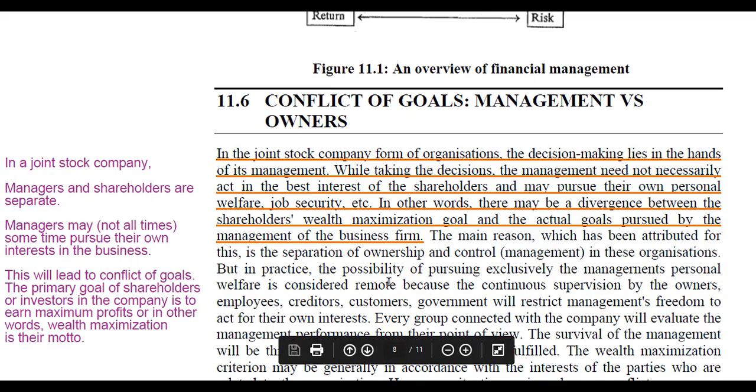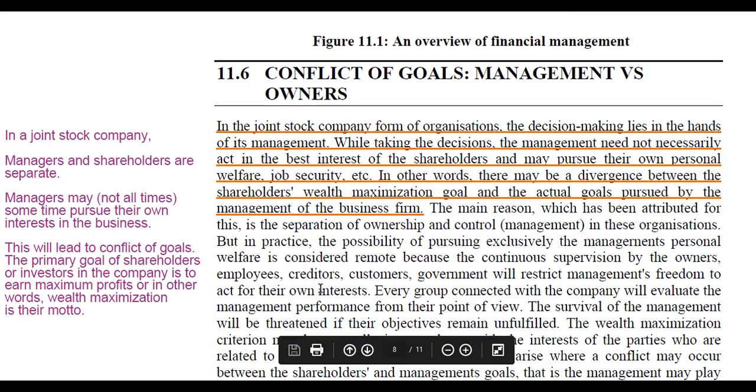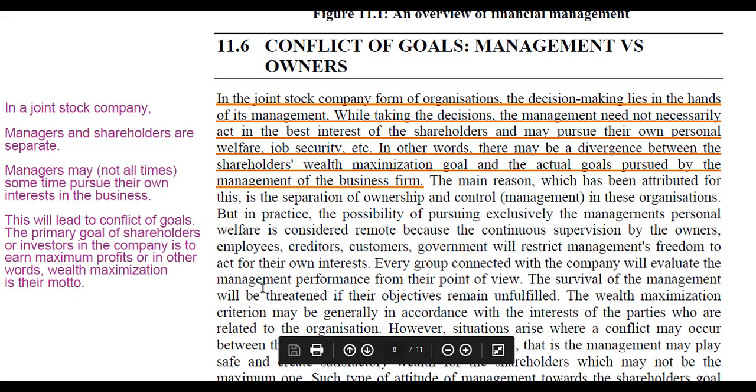Normally, there will not be any conflict between the management and the owners, or the so-called shareholders. But sometimes what happens is that the managers tend to pursue their own goals. So in such situations, the main motto of the owners, which is getting more returns or profit maximization, or in other words, wealth maximization, will be defeated if the management pursues a different goal.